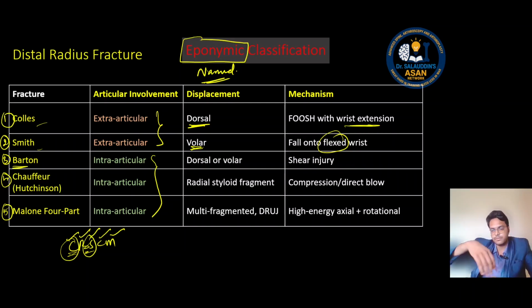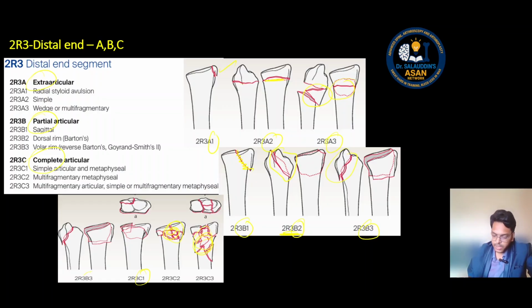You can see wrist extension, fall on outstretched hand, the fracture fragment of the distal radius goes dorsally, it is Colles fracture. When you flex the wrist, fall on outstretched hand, then the distal radius will go into volar side. It is Smith fracture. Then coming to Barton. Barton is an intra-articular fracture. It can be either dorsal Barton or a volar Barton based on the displacement. It is a shear injury. In B2, the fracture pattern is oblique.